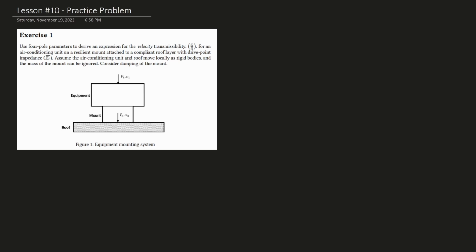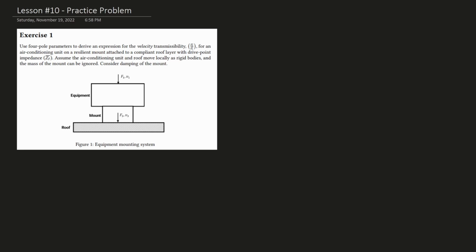And so here we can read the prompt. Use four-pole parameters to derive an expression for the velocity transmissibility. In this case, we're describing the transmissibility as the ratio of the vibration velocity into the roof compared to the input into the system, into the equipment mass. We're asked to find that transmissibility for an air conditioning unit on a resilient mount attached to a compliant roof layer with drive point impedance.